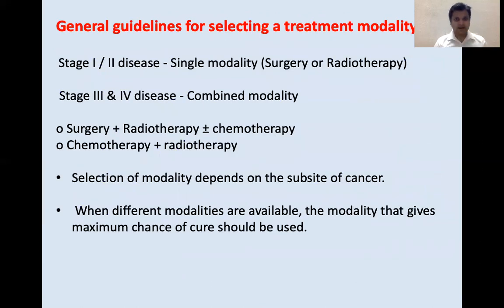Now, general guideline for selecting a treatment modality for cancer: stage 1 and 2, single modality, surgery or radiotherapy. Stage 3 and 4, combined modality is used, like surgery and radiotherapy with or without chemotherapy. Second is chemotherapy plus radiotherapy. Selection of modality depends on the site and subsite of the cancer.